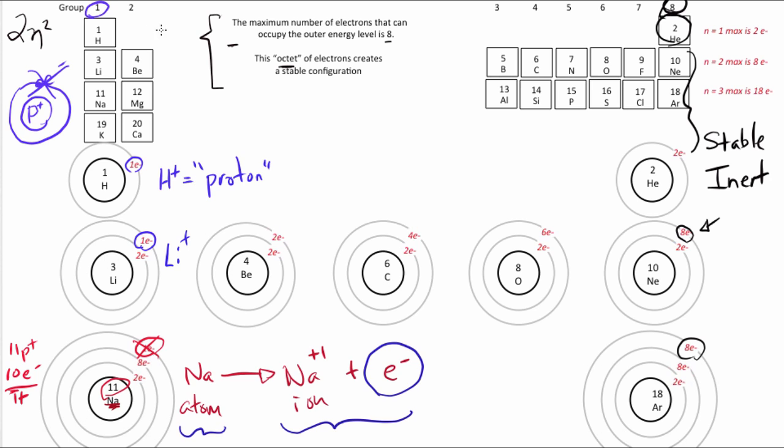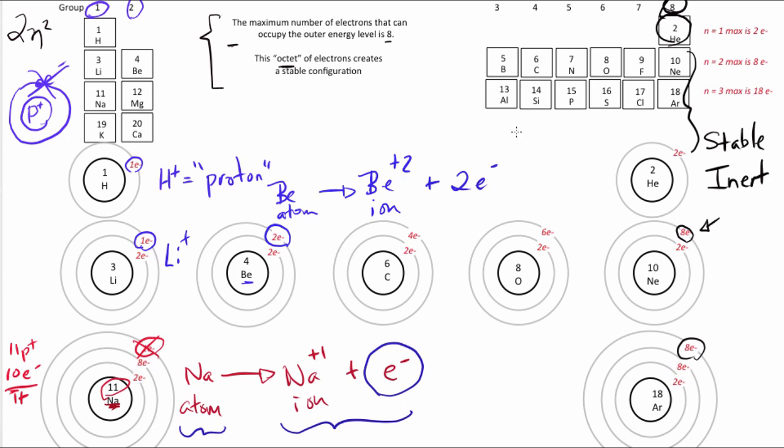Guess what happens in group 2? Here's beryllium. It has 2 electrons in its outer shell, but it can have an electron configuration similar to helium if it loses 2 electrons. So I'll have the beryllium atom will yield a beryllium ion plus the 2 electrons that it's going to lose, and its charge will be what? +2. Does that make sense?